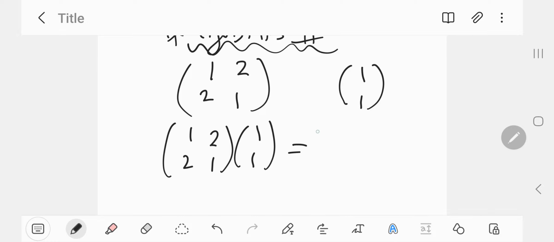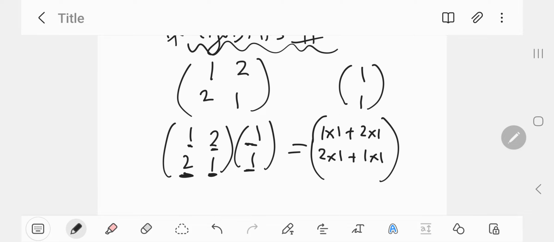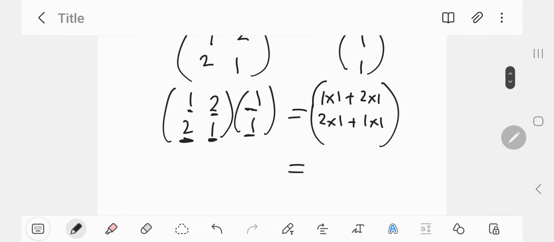So I would get 1 times 1 plus 2 times 1, right? Here's how you do matrix multiplication: 1 times 1 plus 2 times 1, which is that. That's the first element. Then I'll have 2 times 1 plus 1 times 1. That's the second element, okay? So it basically spits out a column vector, right?